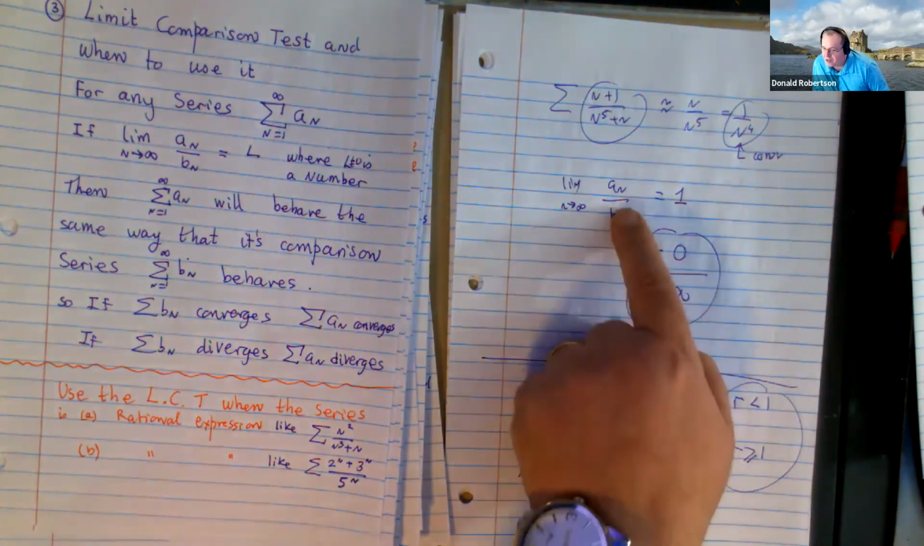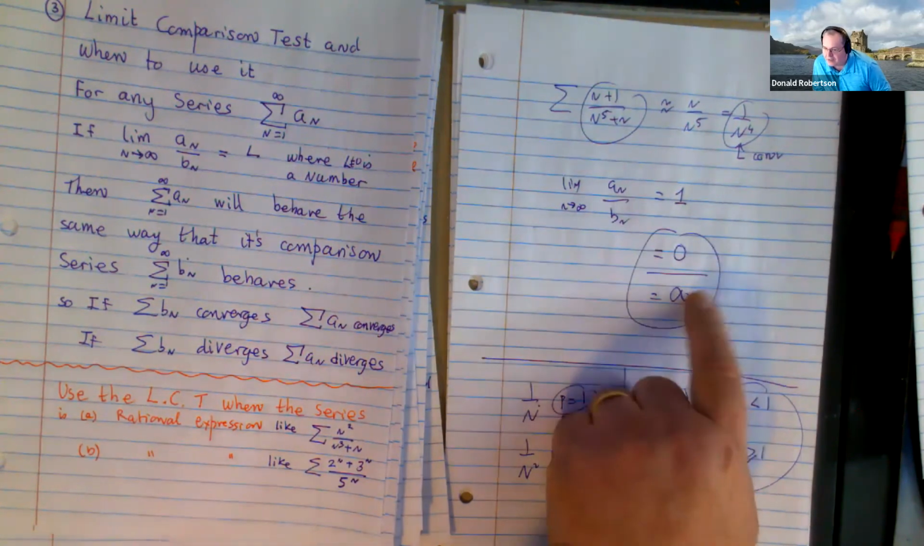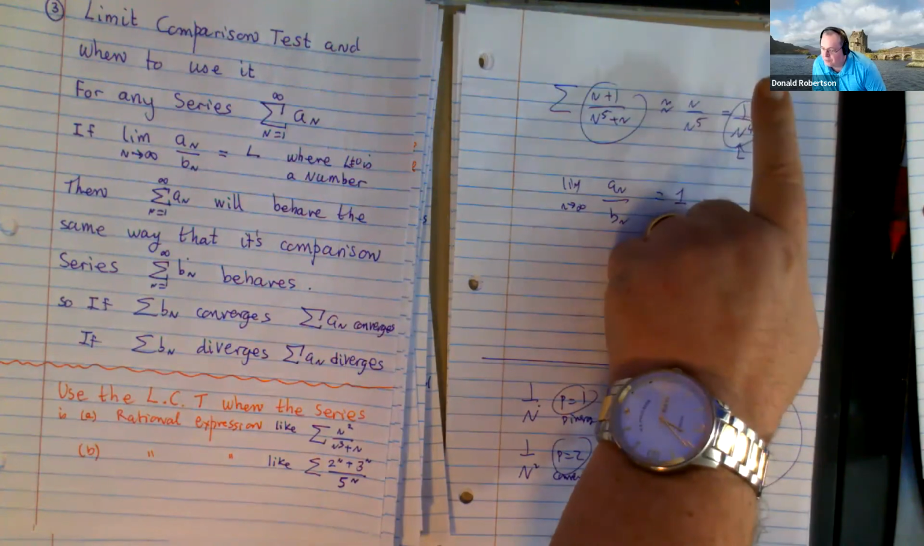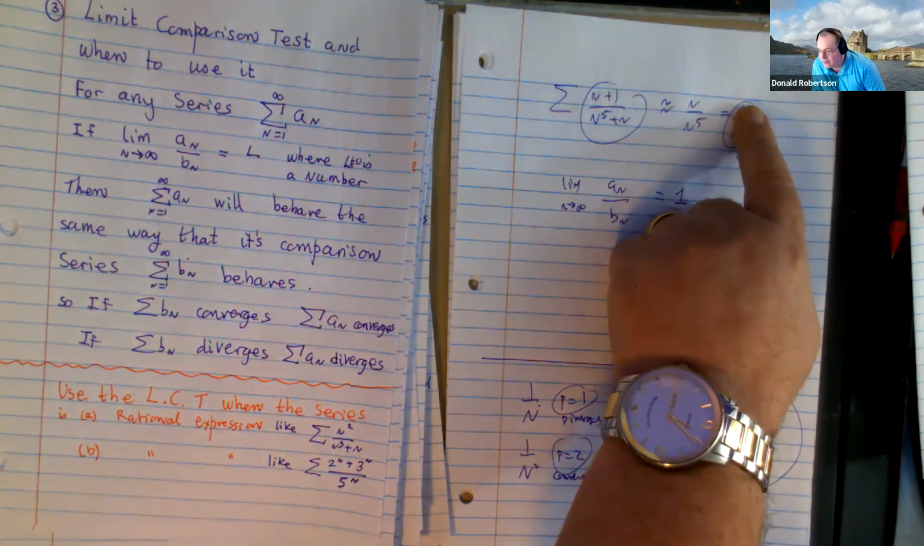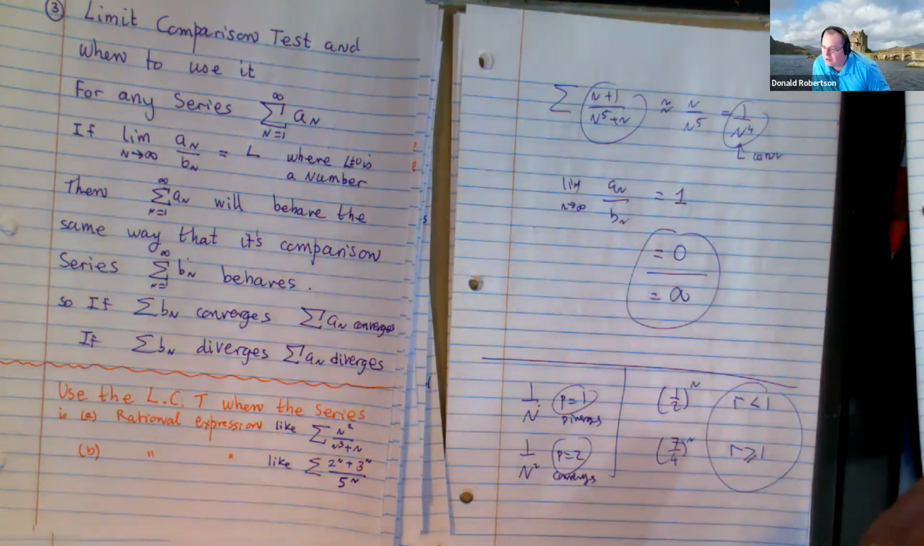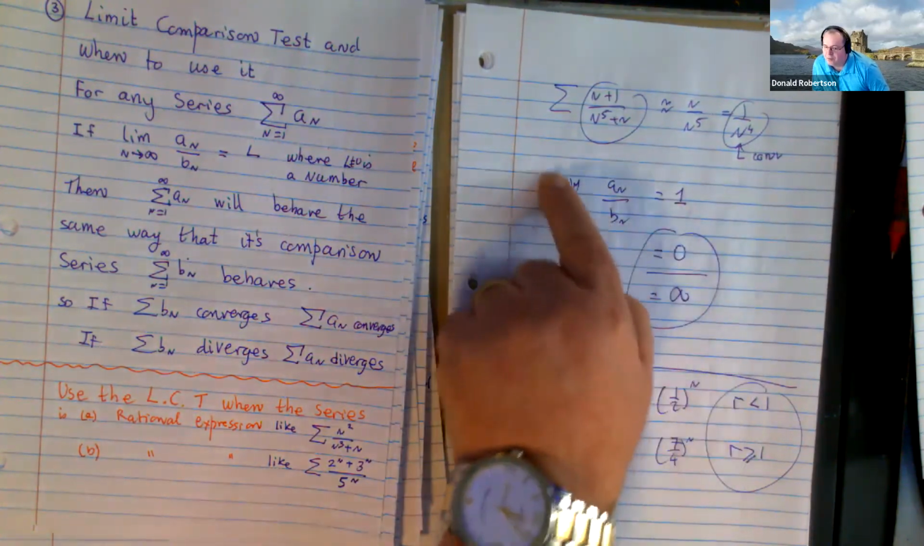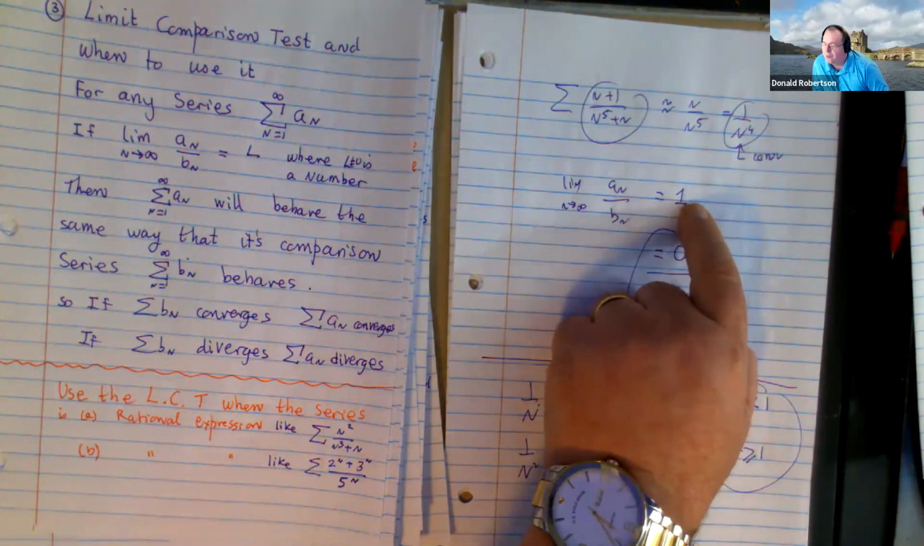But if this limit is not a number, if it's 0 or infinity, you've screwed up here. Now, I don't know how you screwed it up, but maybe you dropped a power somewhere. You put 1 over n cubed when you should have put 1 over n squared, something like that. But whatever it is, it's wrong, and you need to go and fix it because you haven't proved anything until you show that the limit of this ratio is a number.